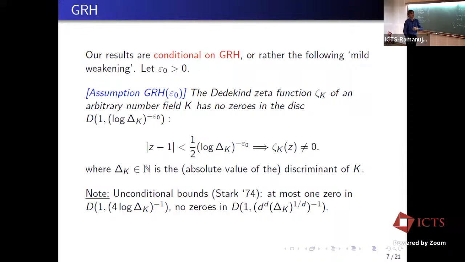Okay, so the results are conditional on GRH. To answer your question, what we actually need is the following. If you take an arbitrary number field and look at the Dedekind zeta function of the number field, we need to assume that there are no zeros of the Dedekind zeta function in a small disk around one in the complex plane. And the radius of the disk has to be at least bigger than a small power of the inverse of the log of the discriminant of the field, okay? Unfortunately, the best known bound on this is due to Stark, going back to '74. It shows that there is at most one zero, a Siegel zero, in this disk, which is still a slightly smaller radius than what we actually need. And if we really want no zeros at all, then it's an even smaller radius.